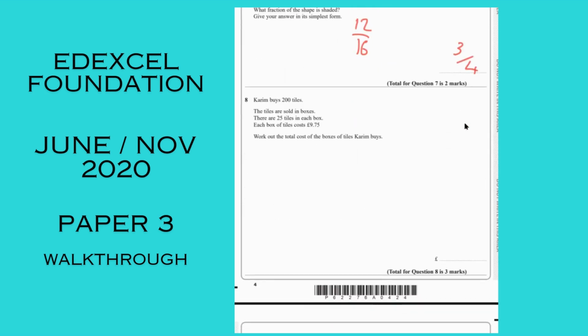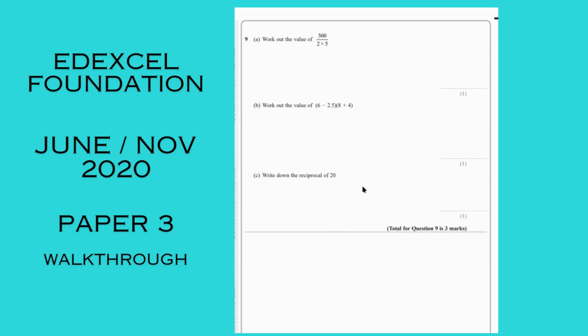Question 8. So we are buying 200 tiles, 25 per box. So that begs the question, how many boxes? That's 8. Each box costs £9.75. So obviously stick that in your calculator. £78 for the 3 marks.